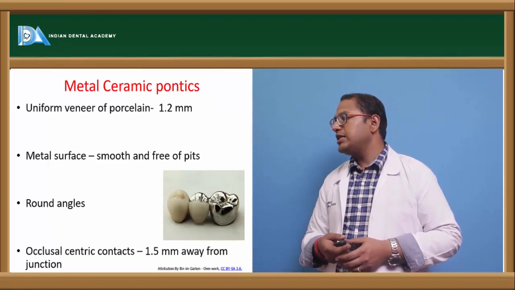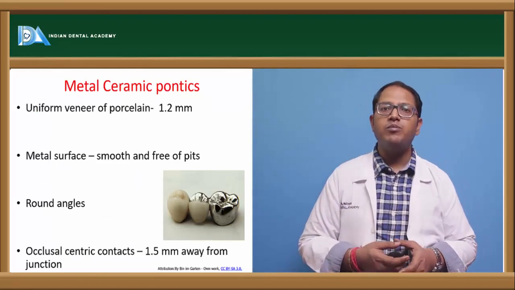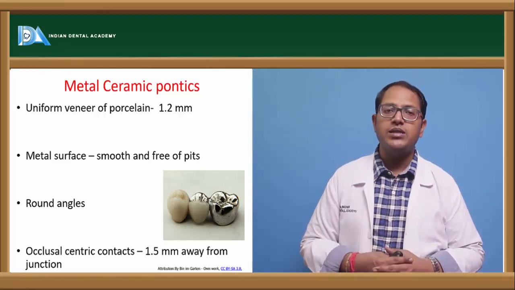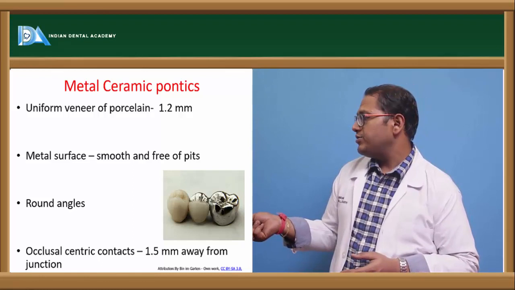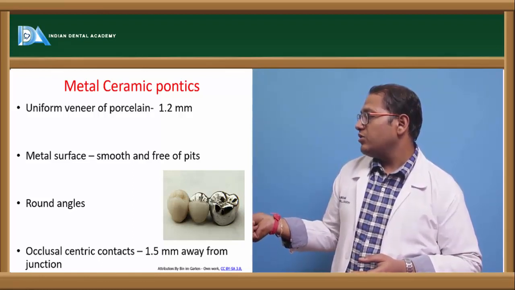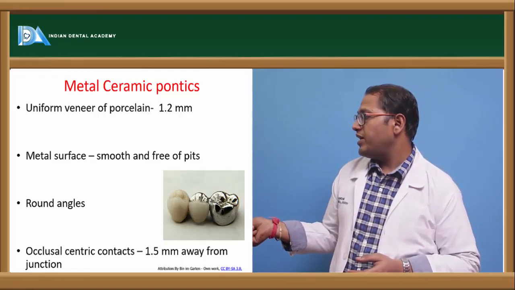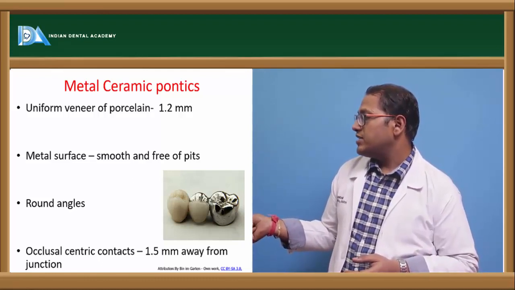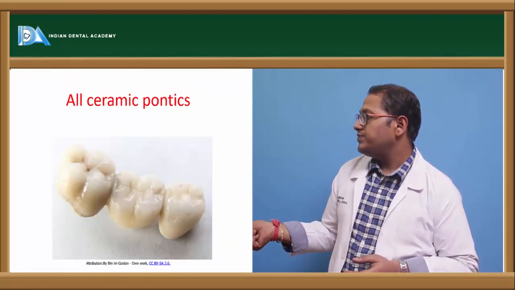Metal ceramic Pontic, how much is the porcelain thickness? That is 1.2 to 1.3 mm, maximum 1.5. Metal comes around to be 0.3 to 0.5 mm. Rounded angles are important. Occlusal centric contact 1.5 mm away from the junction is important. Junction is the connector region.